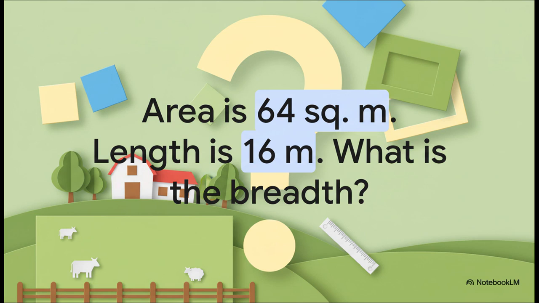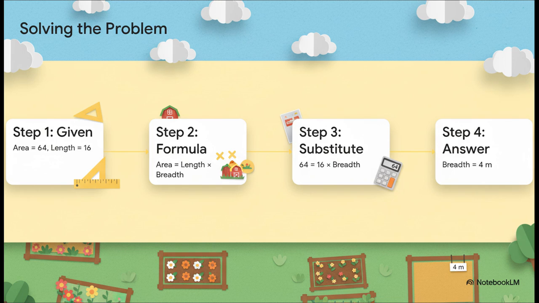The area of a rectangular garden is 64 square meters. They've also given us the length, which is 16 meters. The question wants us to find the breadth. Now don't panic, it looks tricky, but since we know the formula, this is actually very easy. We're going to solve this together, step by step, okay?